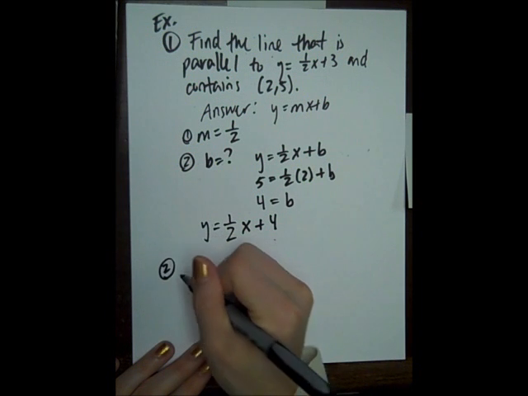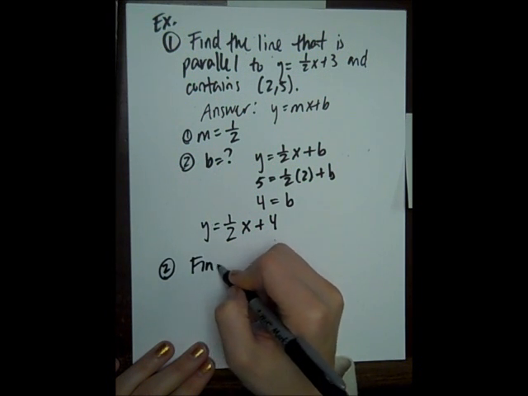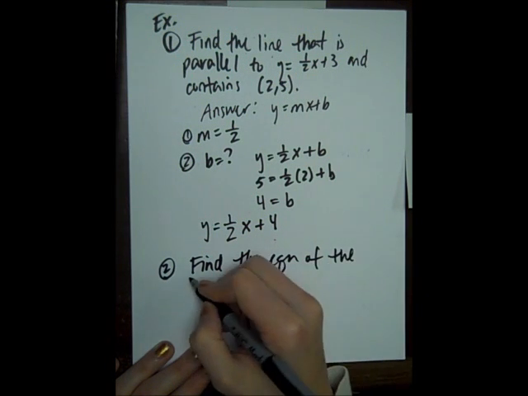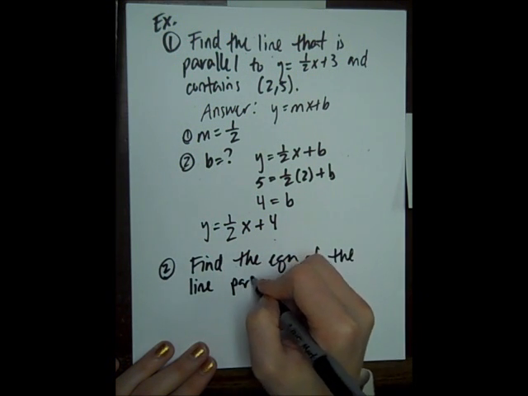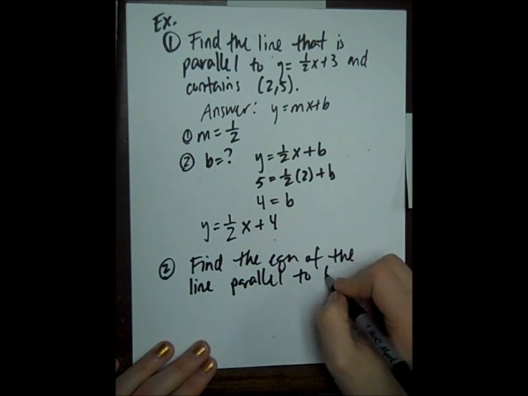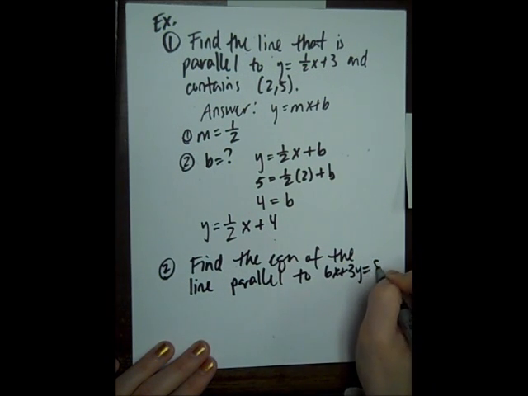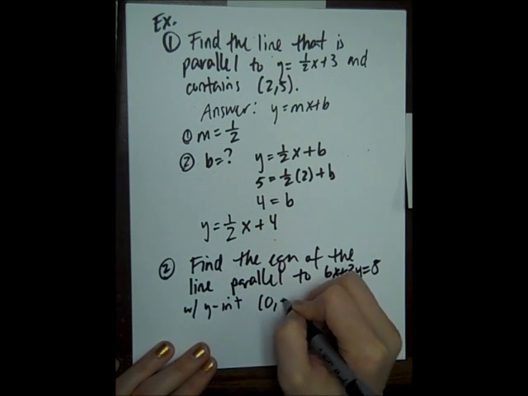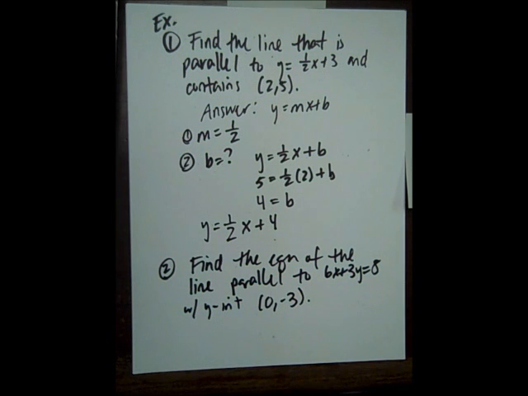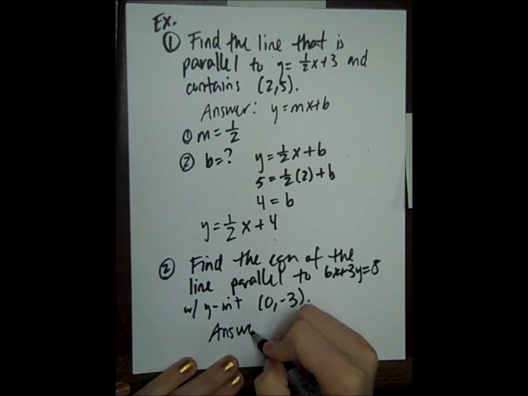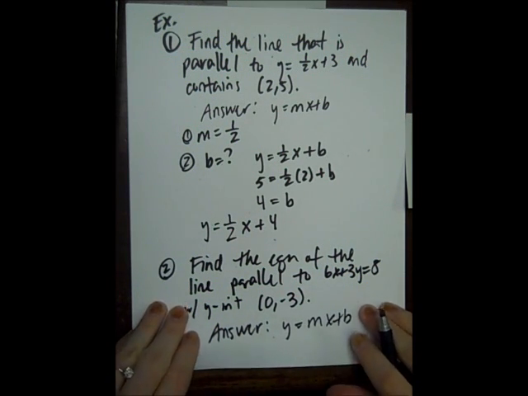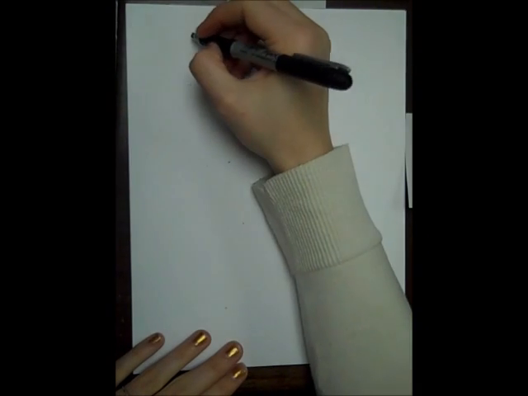Let's do a different example. How about we find the equation of the line parallel to the line 6x plus 3y equals 8 with y-intercept 0, -3. So again, I'm trying to find the equation of the line, so what's my answer going to be? My answer is going to look like y equals mx plus b. We automatically know that. First thing to figure out is what is m.